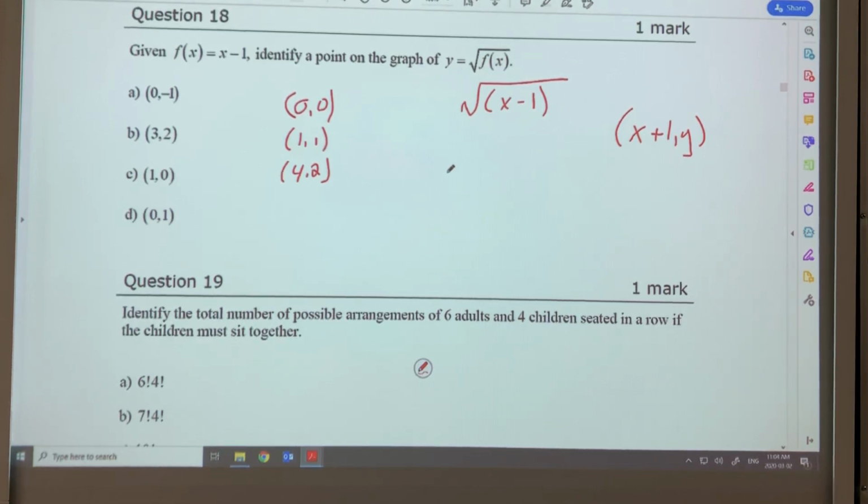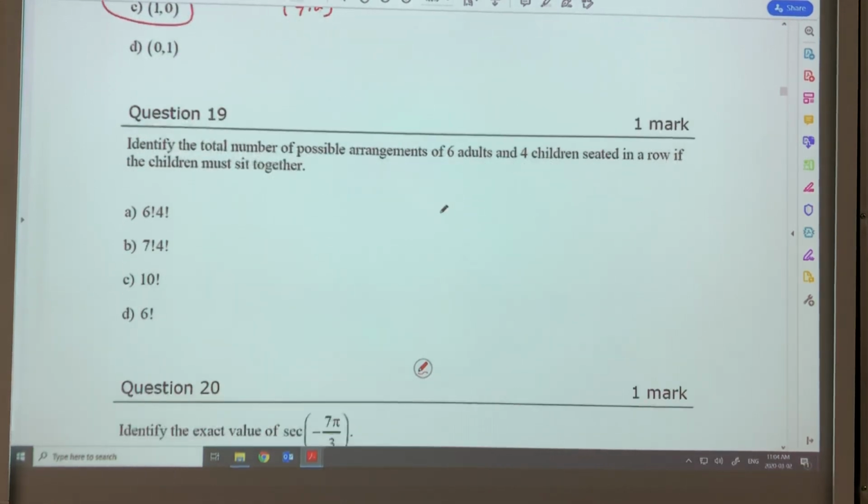I heard someone say it. C should be a point on the graph. You can also double check. You can plug in x equal 1 and you get the square root of 0, which is 0. So it works. It's definitely a point on that graph. Questions? No? Okay.